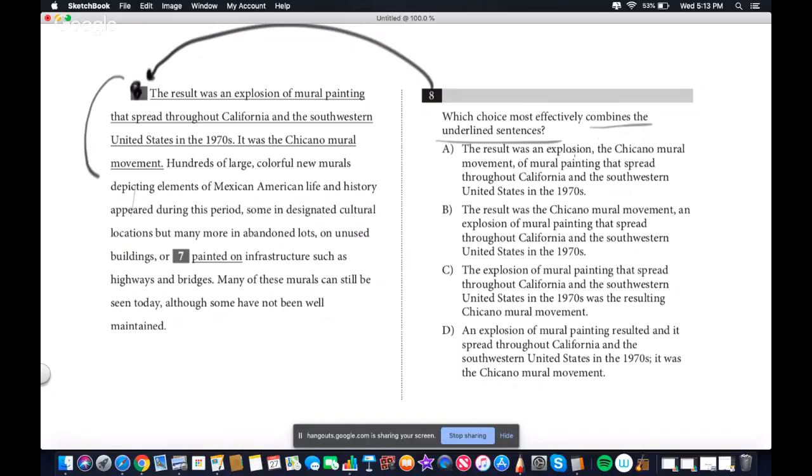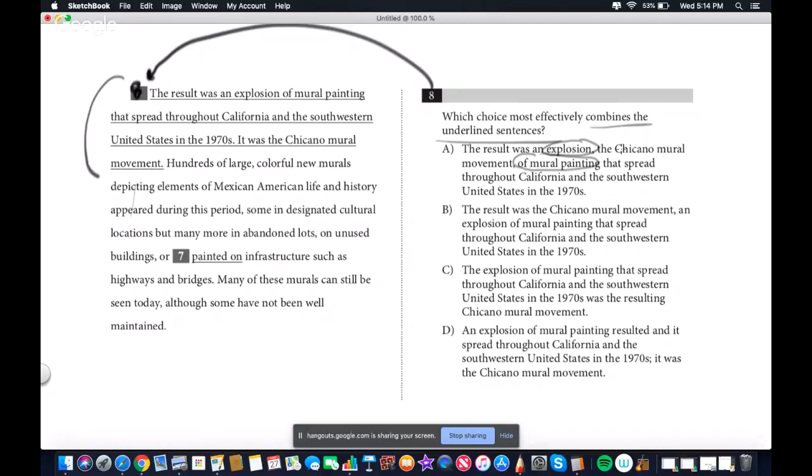Well, let's look at A. The result was an explosion. Okay, well, that's the beginning part anyways. The Chicano mural movement, that got moved way up, which is maybe okay, of mural painting that spread throughout the California and Western United States. Okay, the thing I don't like about this, most of all, is to separate explosion from of mural painting. Explosion of mural painting. This is a prepositional phrase. It refers to the explosion, and there's no real good reason to separate this with the Chicano mural movement. So I don't like breaking that phrase up.